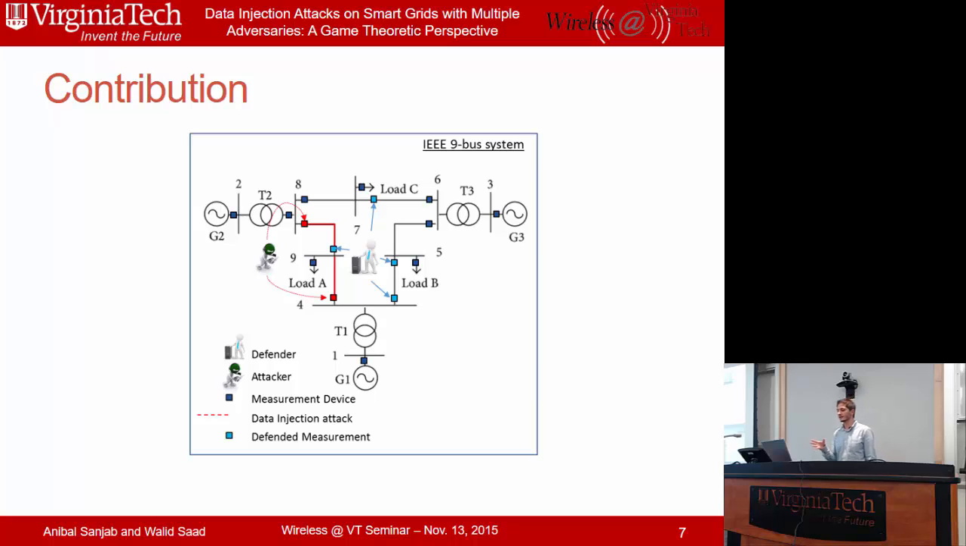However, obviously, there is a huge strategic interaction between that attacker and the defender. In other words, the attacker is trying to carry out an attack. If that attack is successful, he or she directly affects the system, hence it affects the objective of the defender, which is the system operator.